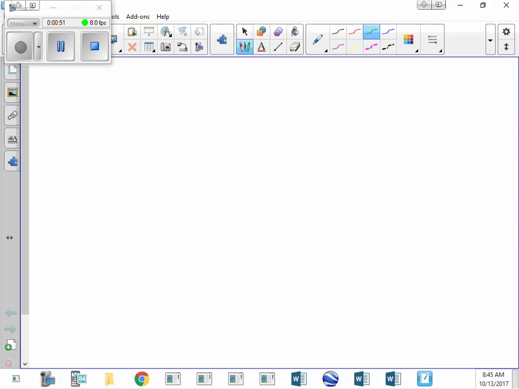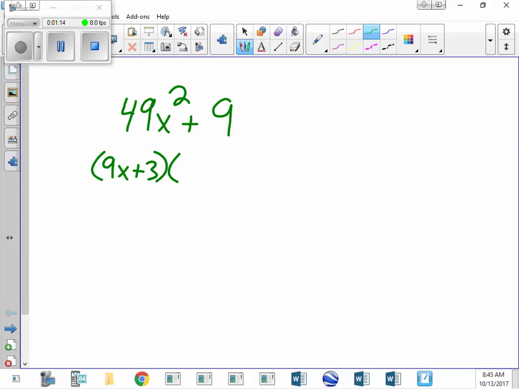All right, what about this one? No. Why not? It has a plus. Right. It's called a difference of perfect squares. It has to be a subtraction. The reason is, if we did 9x plus 3 and 9x minus 3, why doesn't that work? How do I know that's wrong?